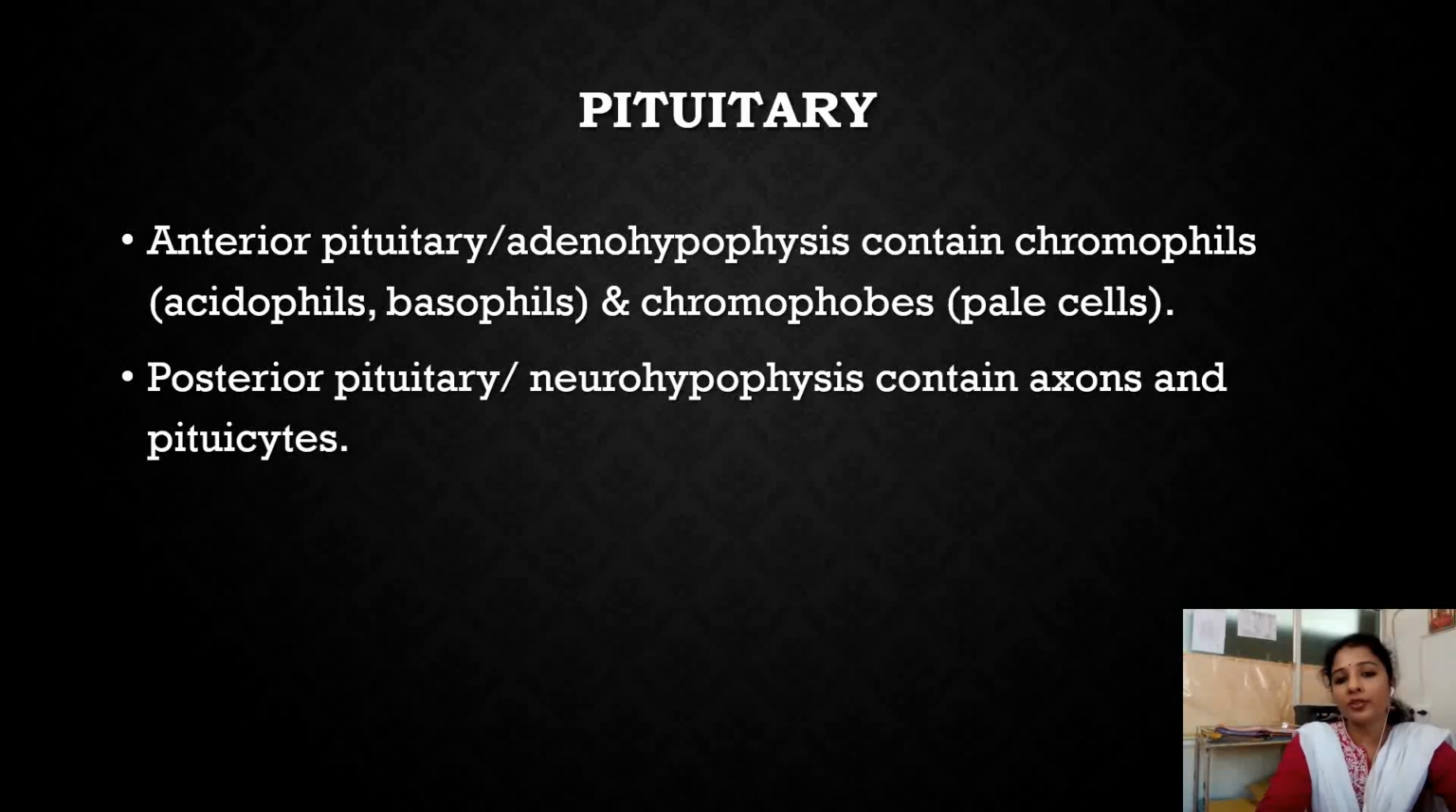And the posterior pituitary is known as neurohypophysis, which contains axons and pituicytes. Pituicytes are the neuroglial cells which are present in the posterior pituitary.